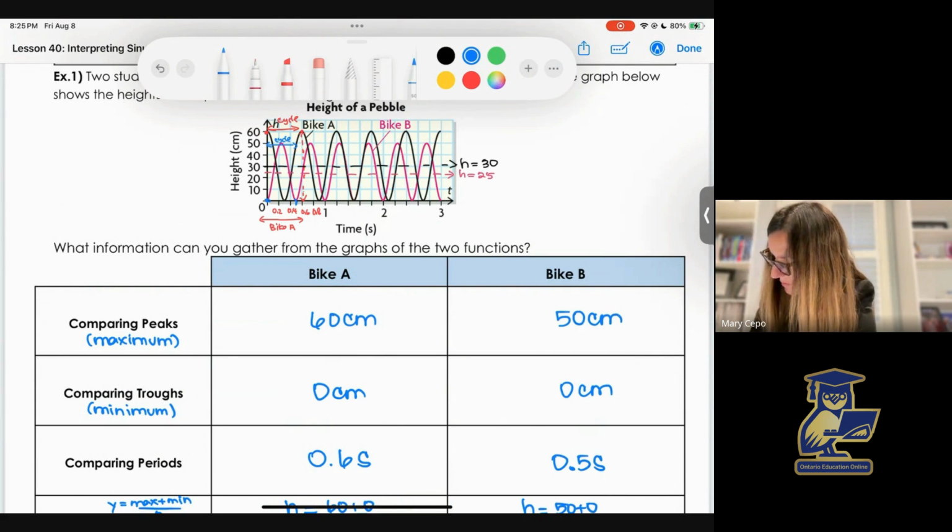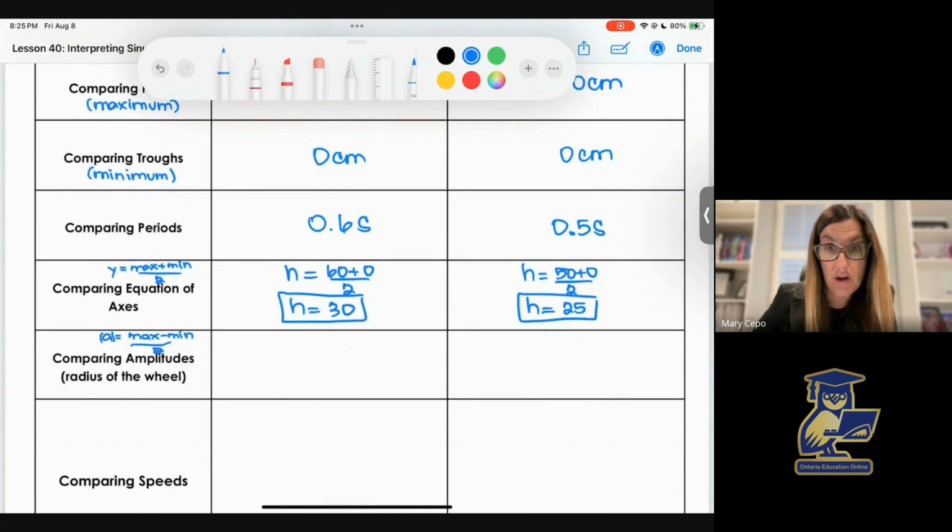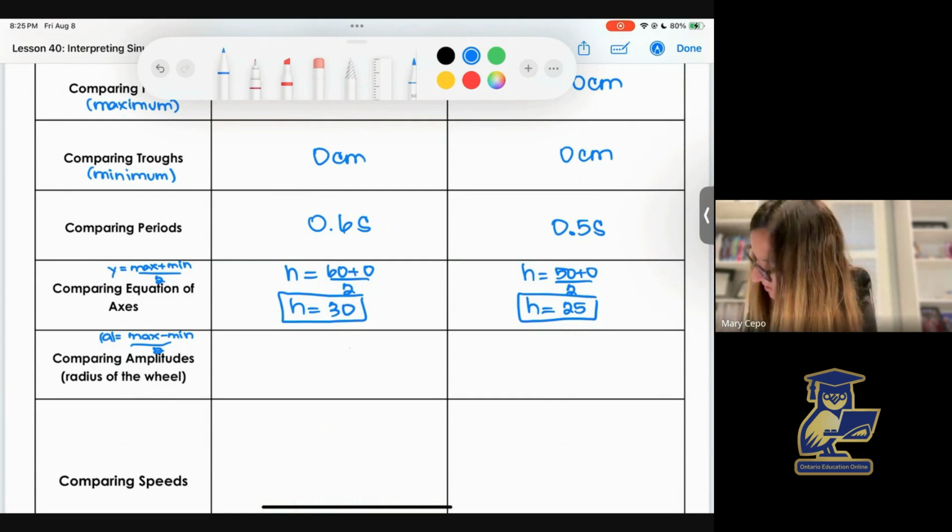Next we want to compare the amplitude. We can read that right off our graphs, because we have the equation of the axis, and the amplitude is the distance from the equation of the axis to the max or to the min. But let's use our equation to calculate that. We have max minus min, so 60 minus 0, divided by 2. The absolute value of a is equal to 30.